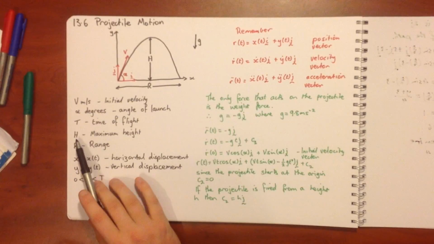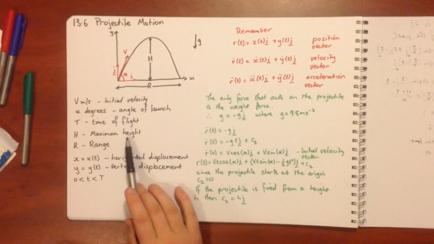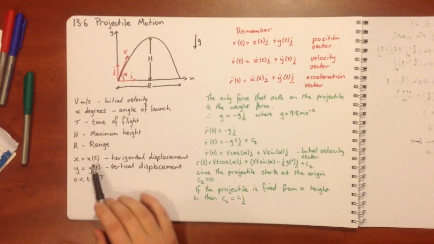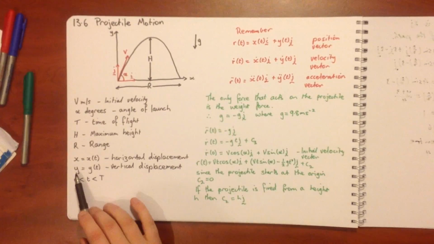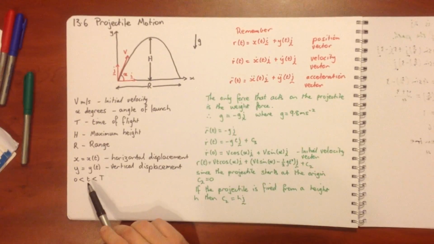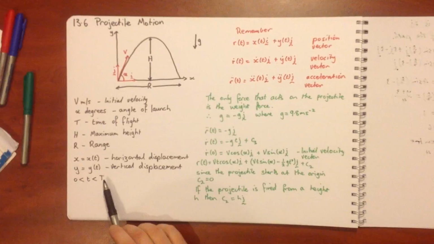We also get H, our maximum height, and R, our range. We can say x equals x of t is our horizontal displacement, and y of t is our vertical displacement. And we know that our time is between 0 and big T, which is our time of flight.